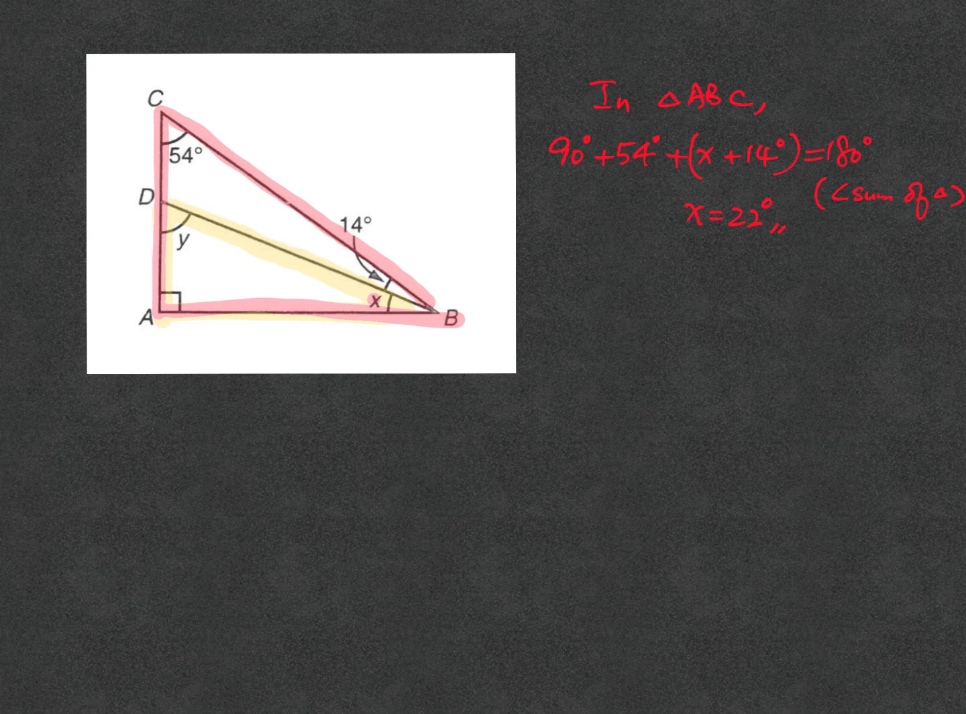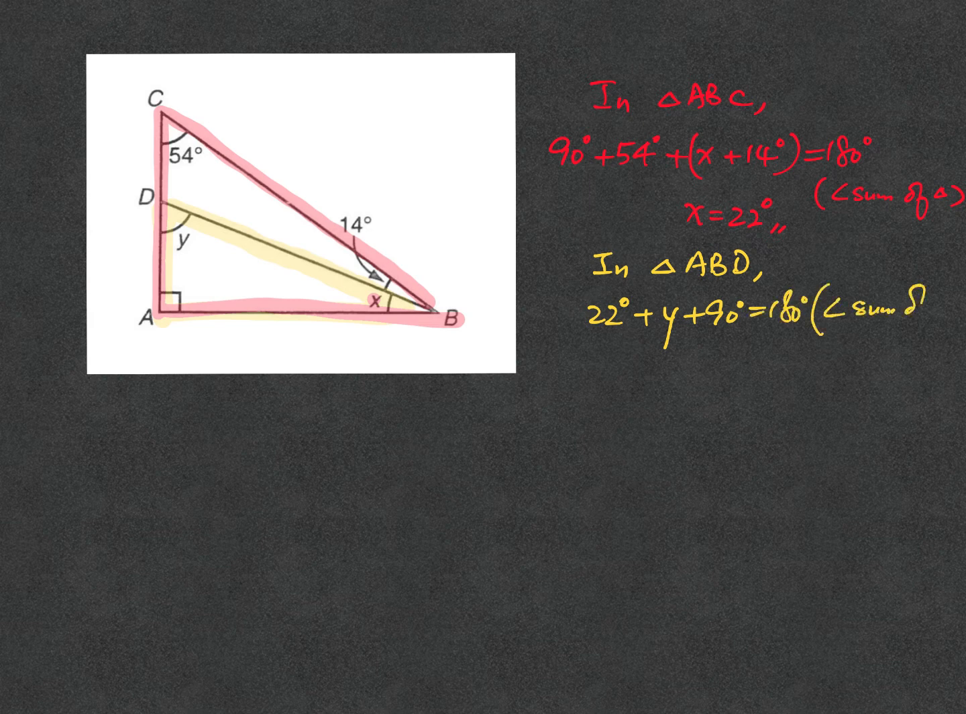After finding the value of x, y will be a pretty easy matter. Now you can take a look at triangle ABD, in which x is 22 degrees, found already, y is the unknown, and you have a 90 degree angle over there. So once again, it's 180 degrees because of the reason called angle sum of triangle. And finally, it will be 68 degrees for the value of y.